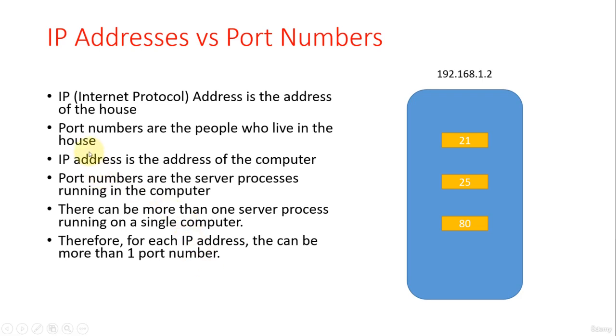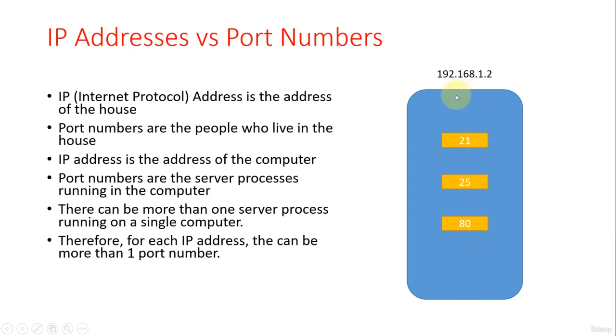IP addresses versus port numbers. IP addresses, also known as Internet Protocol addresses, are the address of the house. Port numbers are the people who live in the house. IP address is the address of the computer. Port numbers are the server processes running in the computer. There can be more than one server process running on a single computer. Therefore, for each IP address, there can be more than one port number.